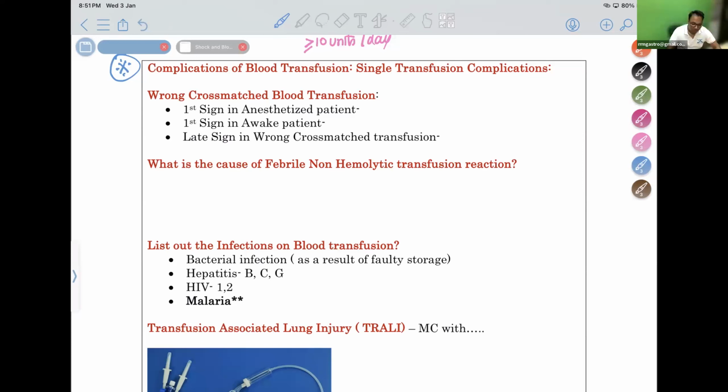What is the first sign the patient will tell? An awake patient will tell, sir, I'm having itching. That is the first sign. Itching is the first sign. Immediately you should stop the blood. So if the patient tells, I'm having severe itching along the flow of the blood, immediately stop the blood.